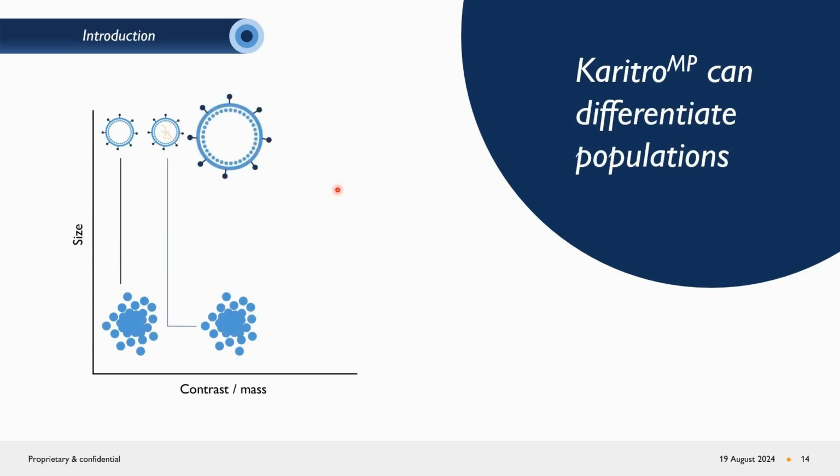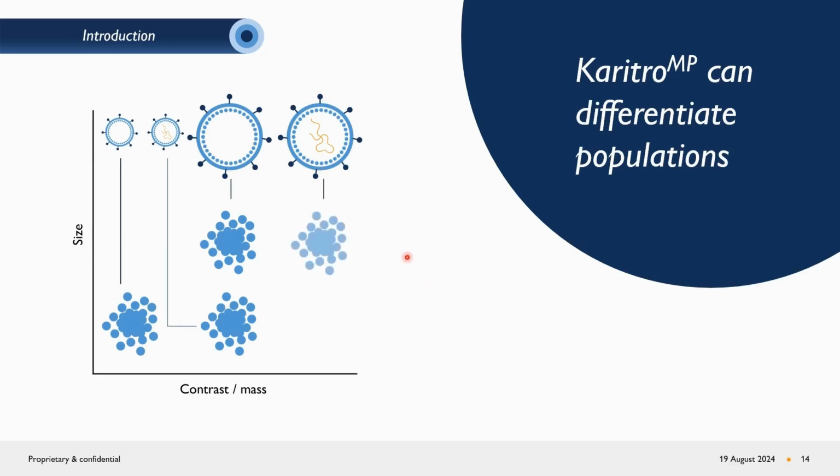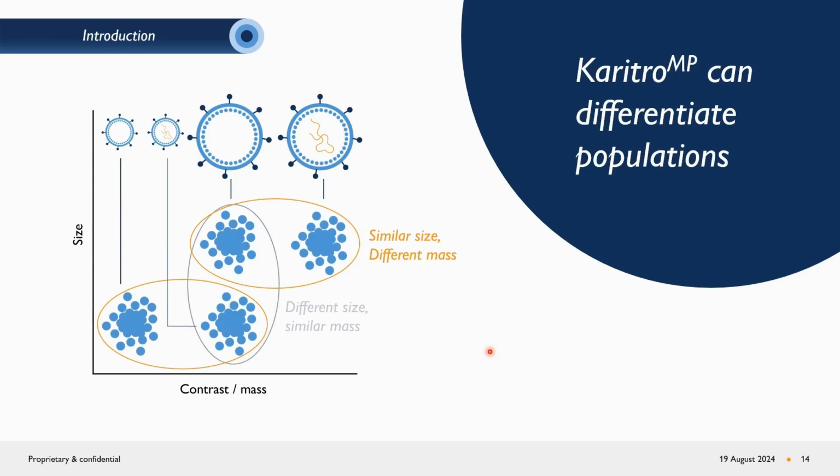Let's imagine now to have a large empty particle with the same mass compared to the small full particle. This would appear at the same contrast value, but at an increased size because of its larger diameter. If we have a large full particle, we would be able to differentiate it from the large empty because of the mass, even though they have the same size. So the value of Karitro here is its capability to differentiate particles which have similar size but different mass, but also the capability to distinguish particles which have different size but similar mass.